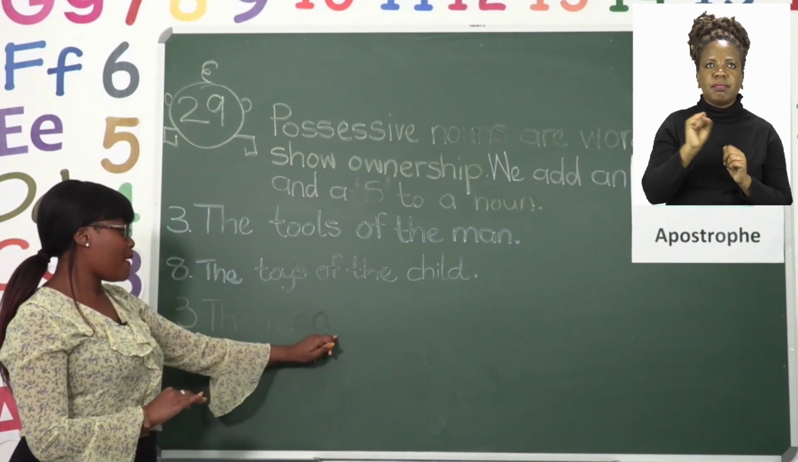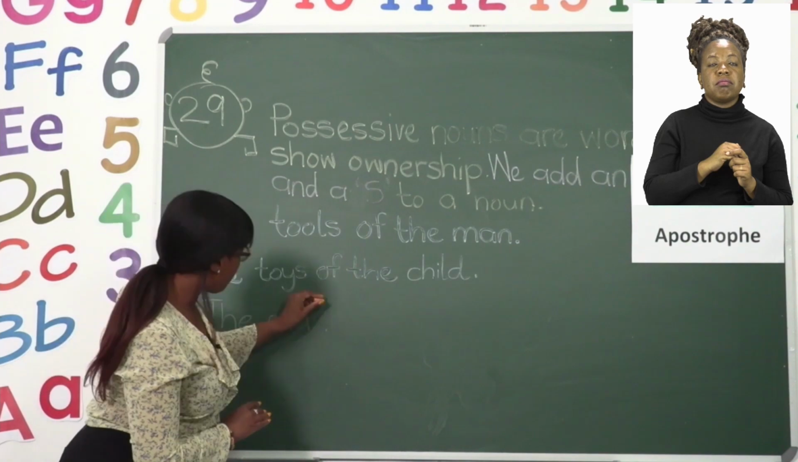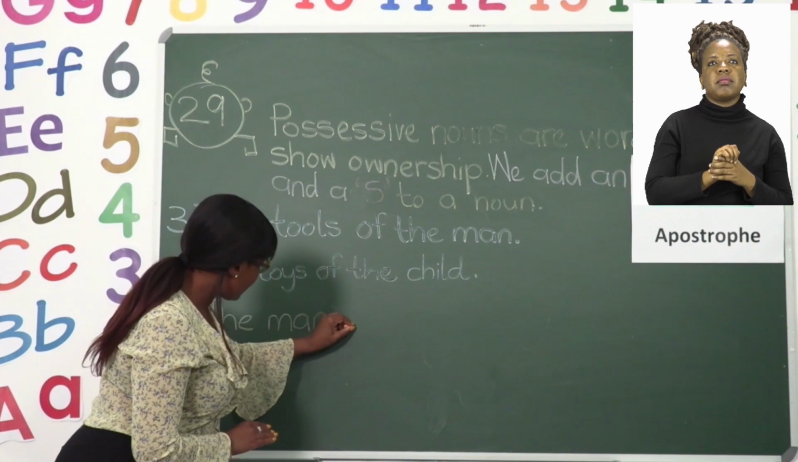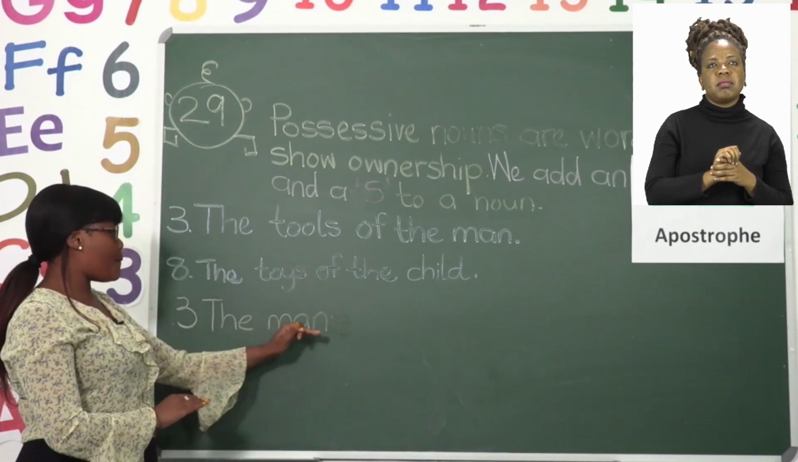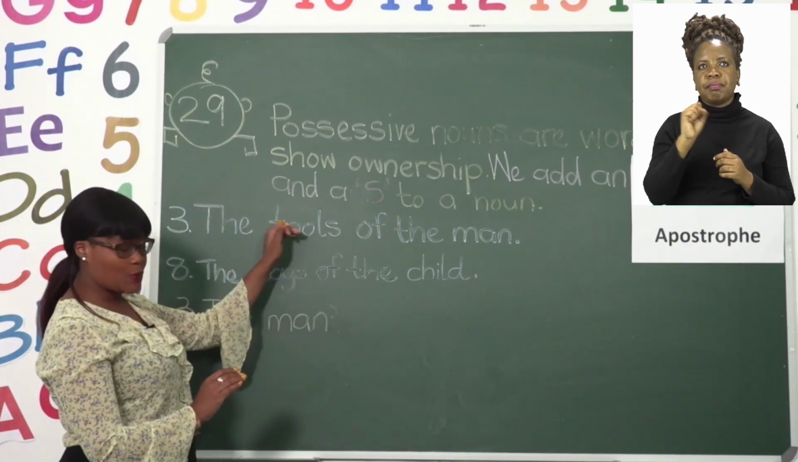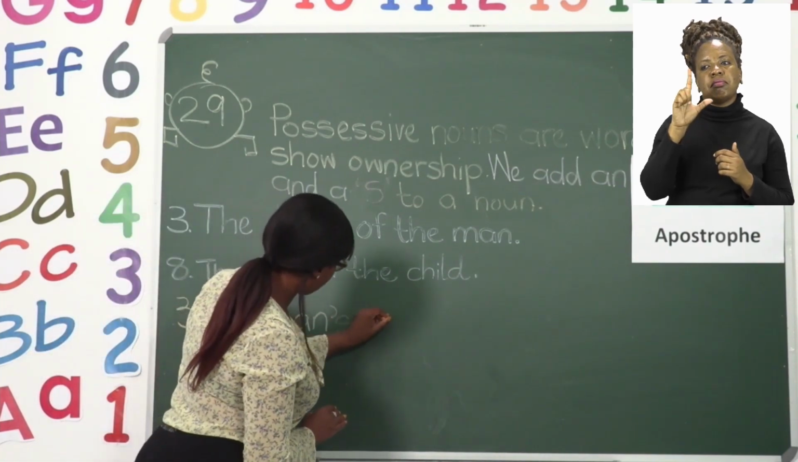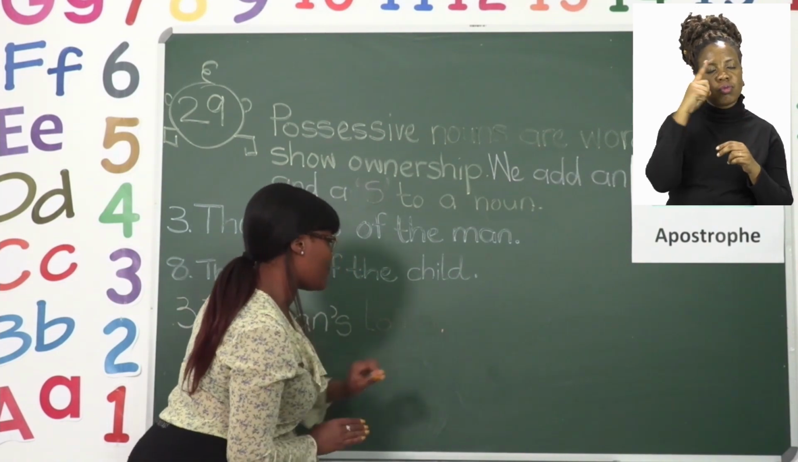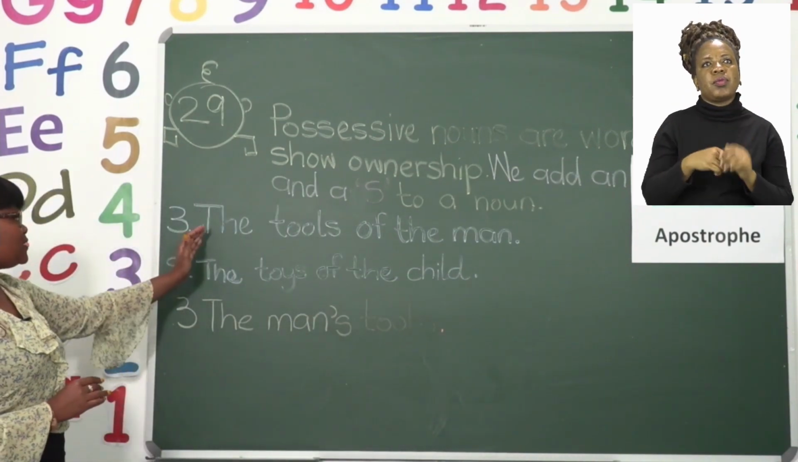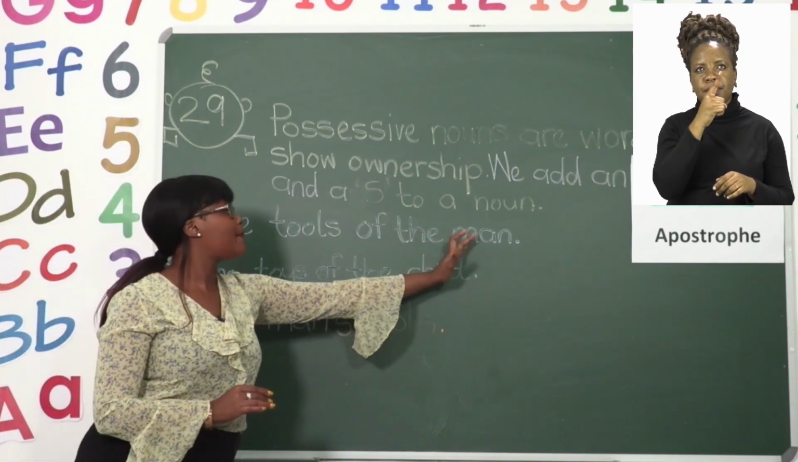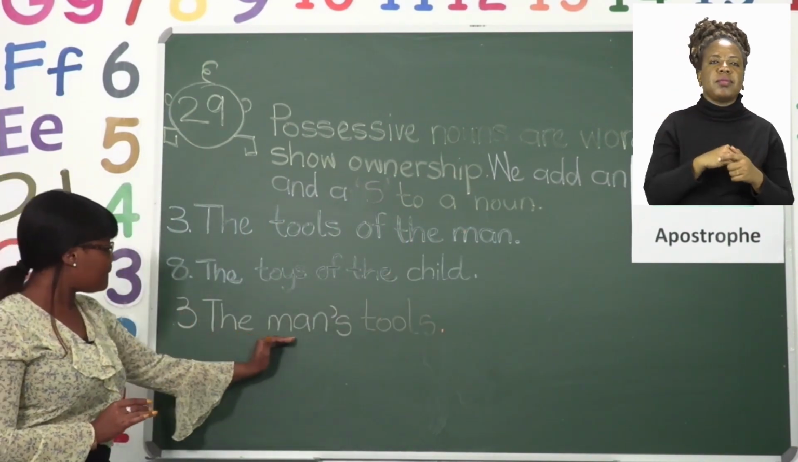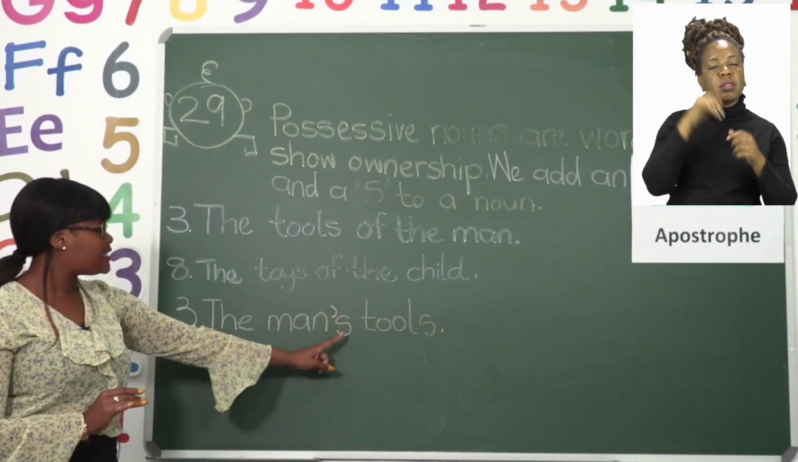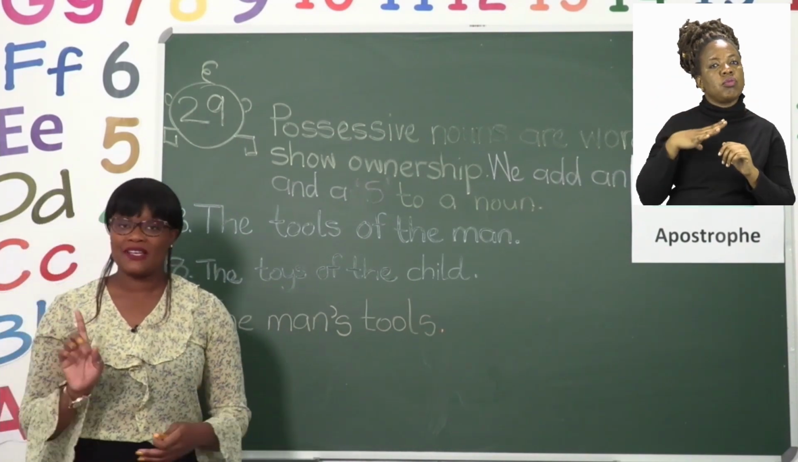Now, before we say man's, we need to first add the apostrophe and then the S. Now we have written man's, the man's tools. And our sentence is complete with a full stop. So we have managed to change the tools of the man to the man's tools. Remember, we added an apostrophe and an S for it to be a possessive noun.